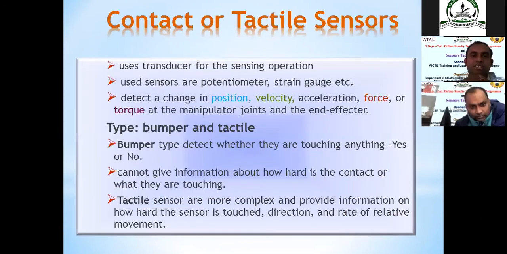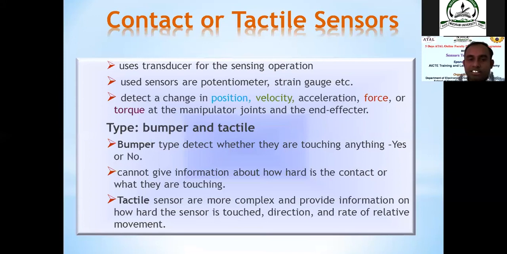Now, contact or tactile sensors. These sensors use some transducer. Examples are the potentiometer and strain gauge. They detect a change in position, velocity or force. One type is the bumper or tactile type. A bumper detects whether it touches or not, like a digital yes or no, but it cannot give information about how hard it is touching, or what that touching is like.